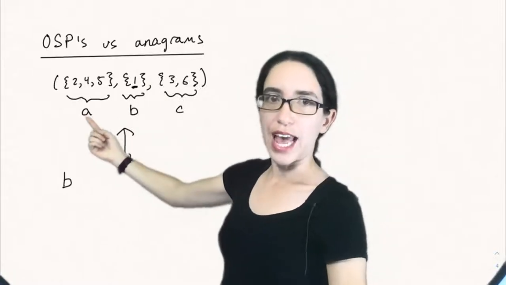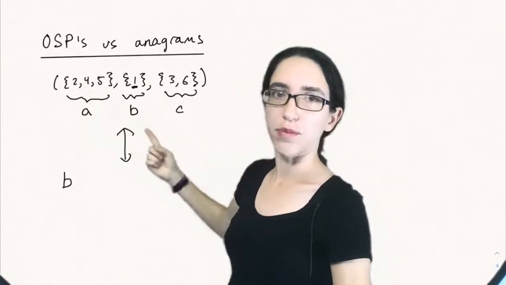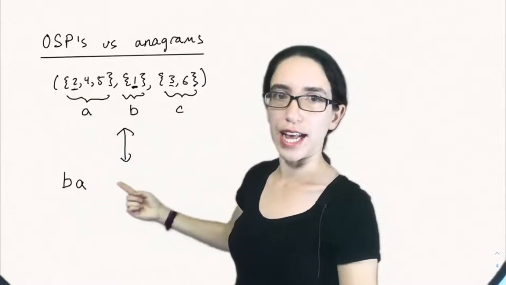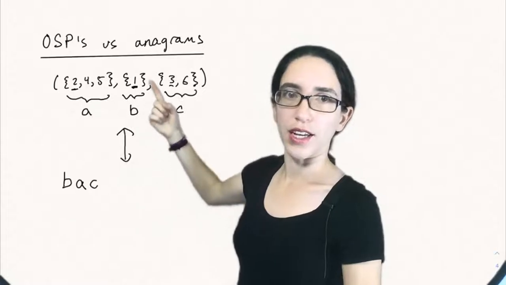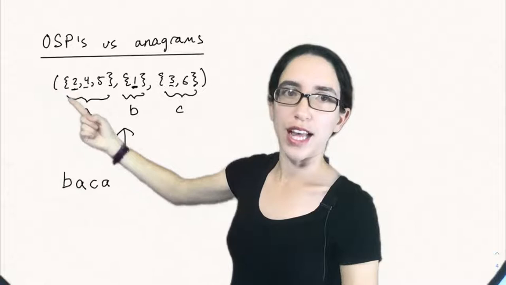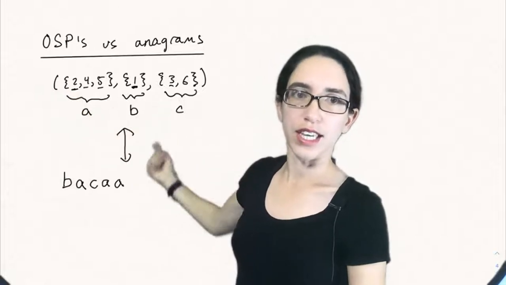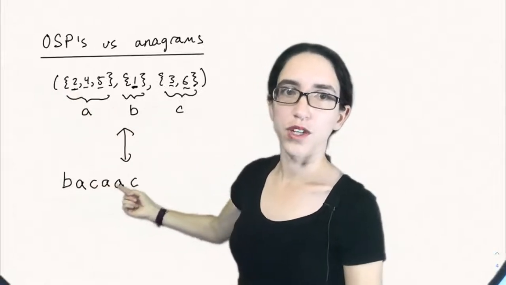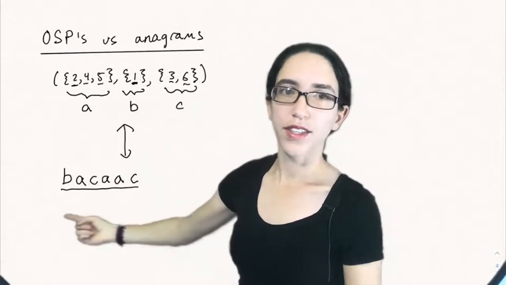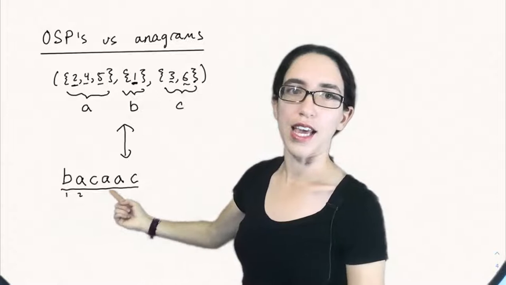So say I put an A in positions 2, 4, and 5, and B in position 1, and C in 3 and 6. I can write down a string here, an anagram, by saying, okay, number 1 is in the B set, so B is the first letter. And then 2 is in A, and 3 is a C, so I get A and then C. And then 4 and 5 are A's, and 6 is in set C. And so I get this word B-A-C-A-A-C.